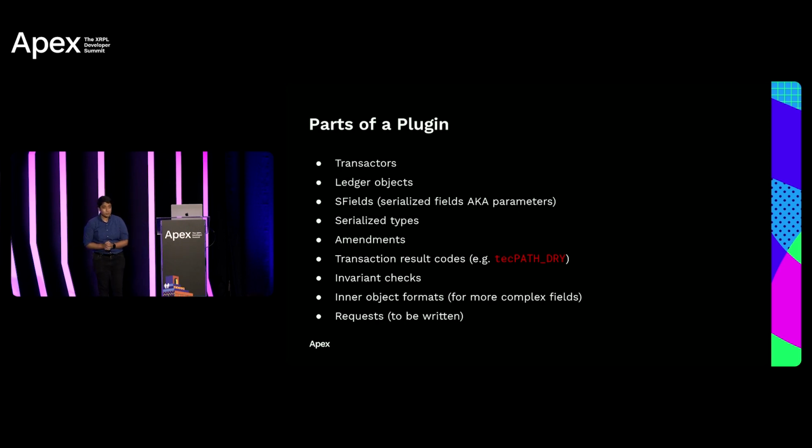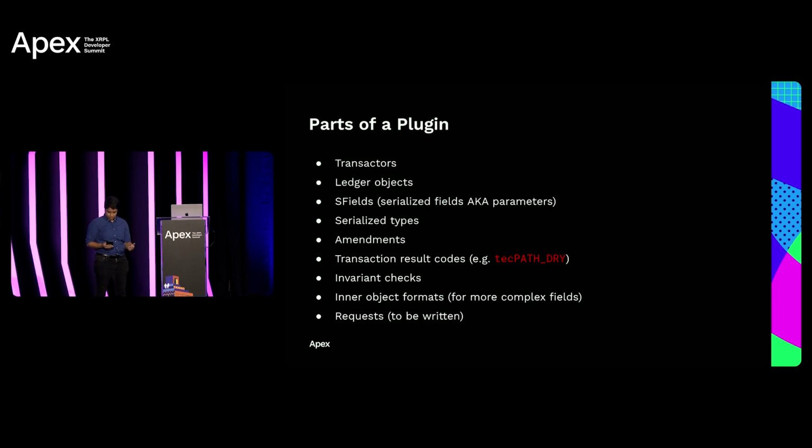Now for the parts of a plugin. This is what makes up an amendment, typically, when you're writing a new feature amendment. You have your transactors, which is basically the code that's processing a transaction. You have your ledger objects. You have SFields, which are basically your serialized fields, or parameters, for your transactions.